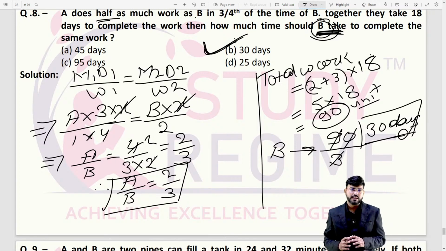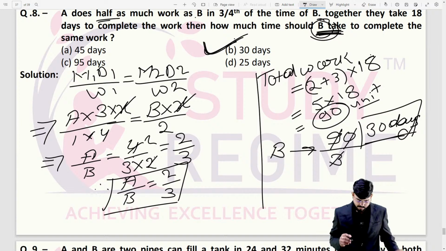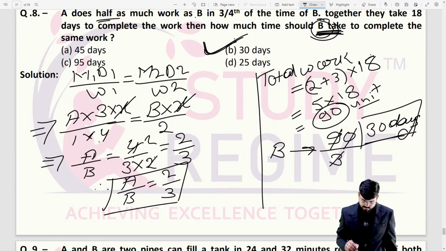We have applied directly the formula M1 D1 upon W1 is equal to M2 D2 upon W2. Since A is doing half as much work as B, if we suppose B is doing 2 units of work, then A will do 1 unit of work. And the time taken by A is 3/4 of the time. So we have found the ratio of A to B as 2:3. Then we have calculated the total work as 2 plus 3 into 18, that comes out to be 90 units of work.